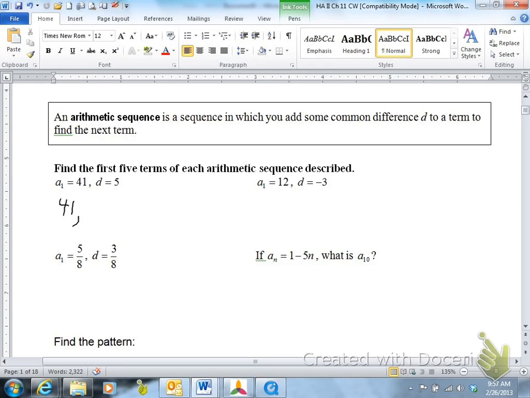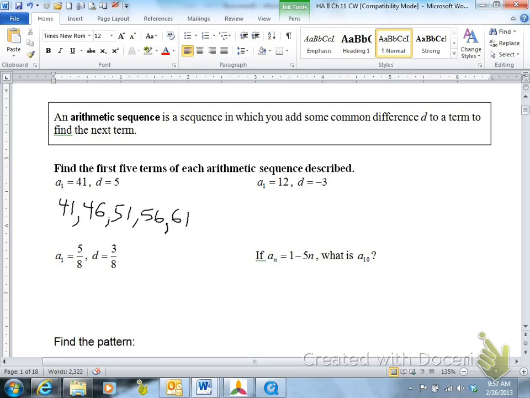Common difference is 5. Notice it's a positive 5, so we add 5 to find the next term. And then we add 5 again to find the next term. And we add 5. And how many are we going for? Find the first 5 terms. So we have 1, 2, 3, 4, and 61. There we go. So those are the first 5 terms of the arithmetic sequence.